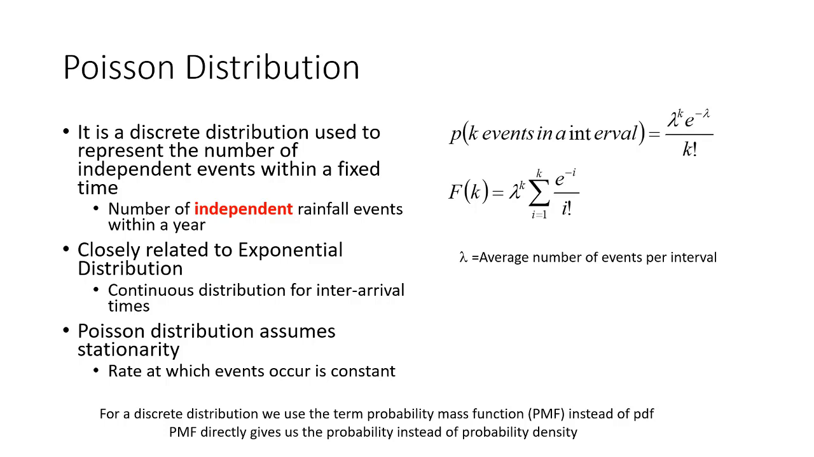A closely related continuous distribution is the exponential distribution, which says what is the time between those rainfall events. So the Poisson distribution assumes stationarity, and it says that the rate at which events occur is constant. And we represent the average number of events per interval using lambda, and k is the events that we are interested in a given interval. So these are the formulas for the probability mass function and the cumulative distribution function. Poisson distribution is what we call a single parameter model because we represent the distribution using one parameter, lambda, which is the average number of events per interval.